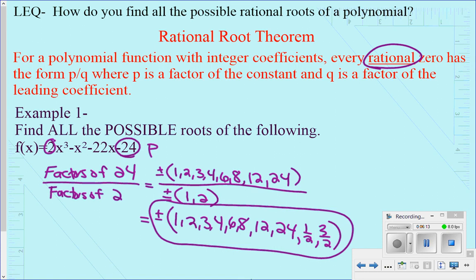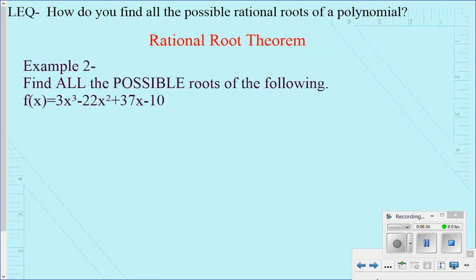So no irrational will show up on the list, and no complex or imaginary roots will show up on the list. But it will give us all of the possibilities for real rational roots. Okay, so take a moment, copy this one, and then give the rational root theorem a try. Pause the video, try it, and then play.